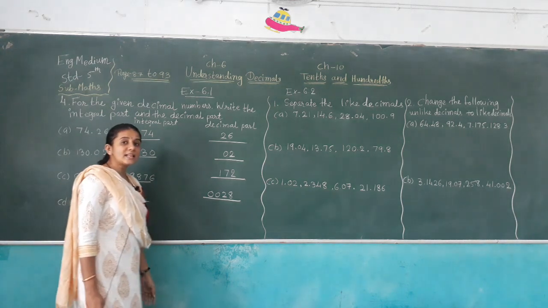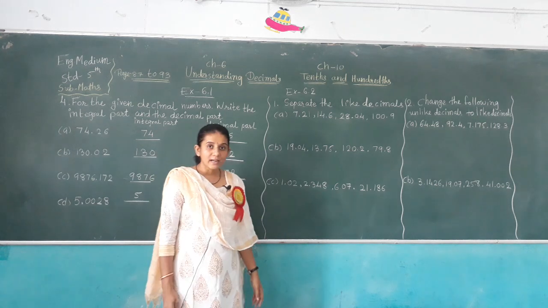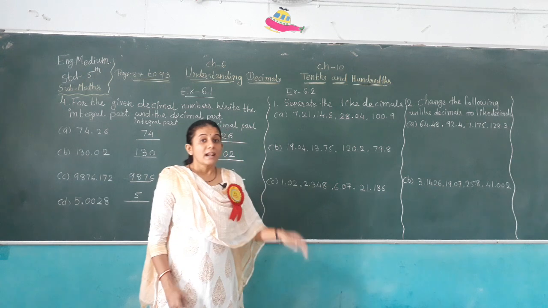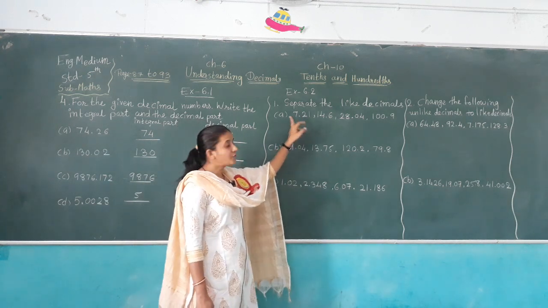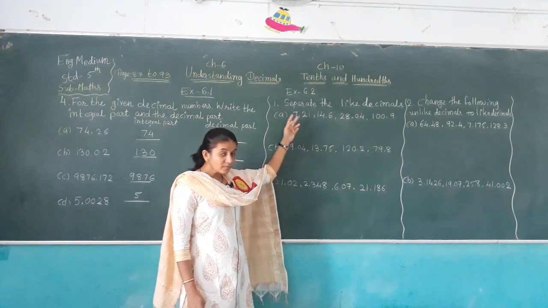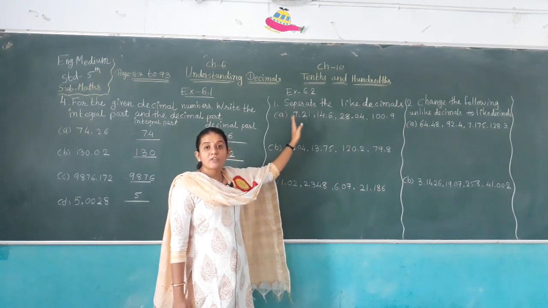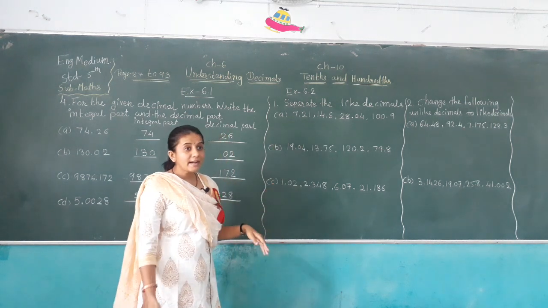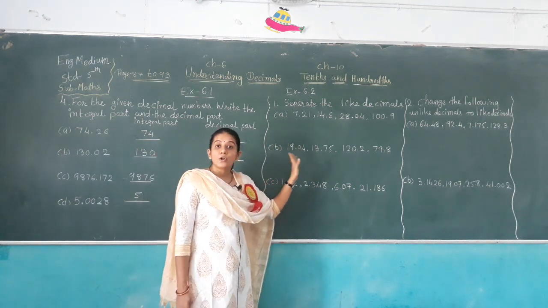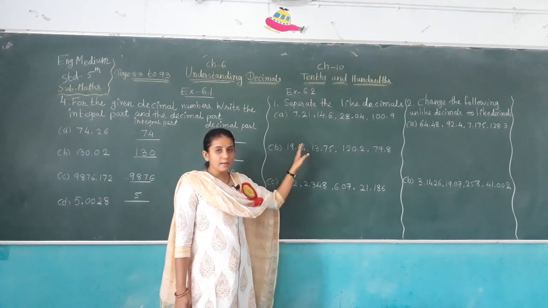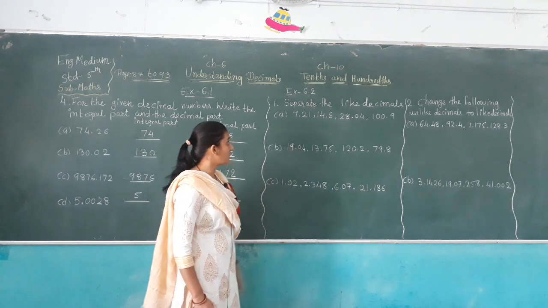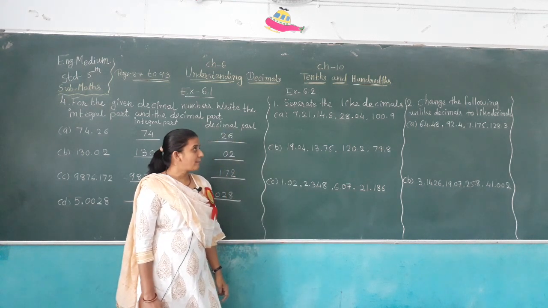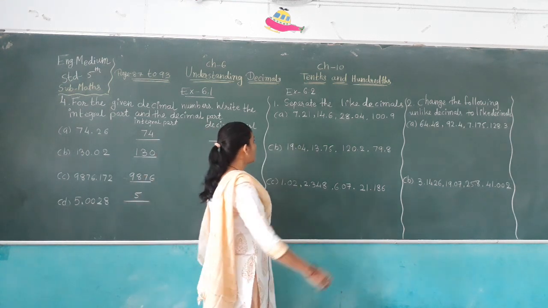Now exercise number 6.2. Like decimal is what and unlike decimal is what? Like decimals means that after the point there are equal numbers of digits. That's called like decimals, and unlike decimals are where after the point there are not equal digits. Here, separate the like decimals. Question number 1.